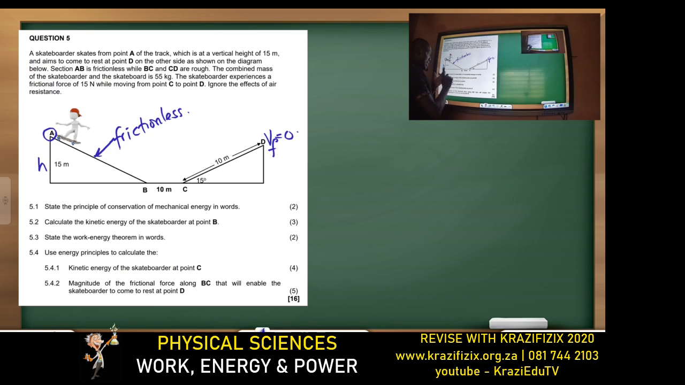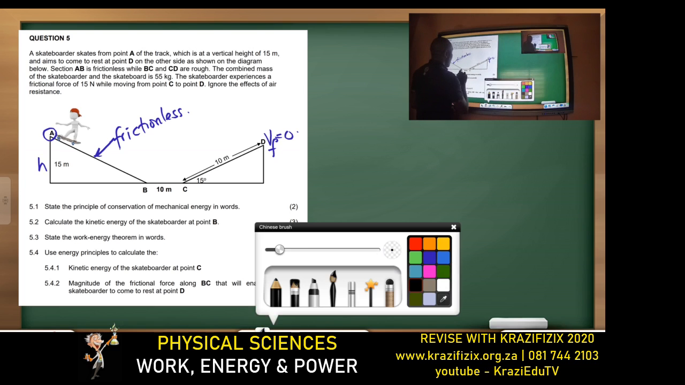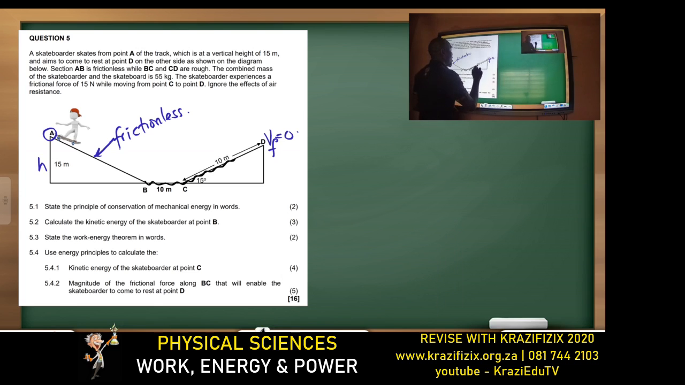By the way, it means there's no tension, and this guy is just sliding. We're told a skateboarder skates. Okay, we're going to check something here. BC and CD are rough. Just going to mark that so we know they are rough. And the word rough simply tells you there is frictional force.